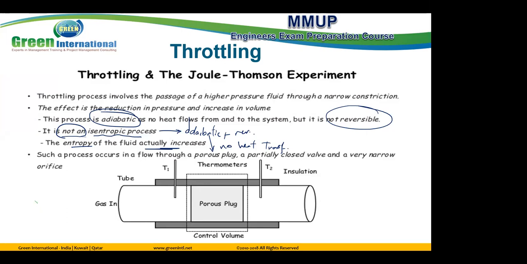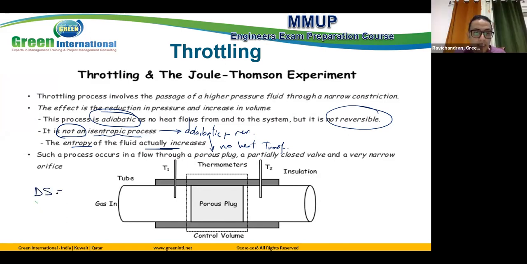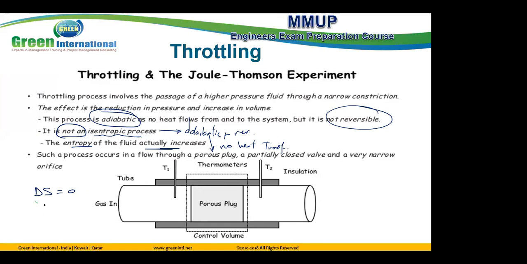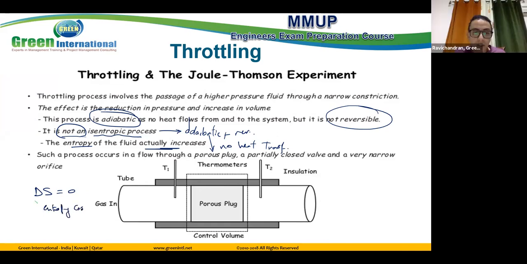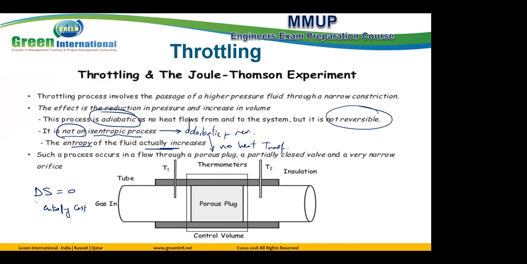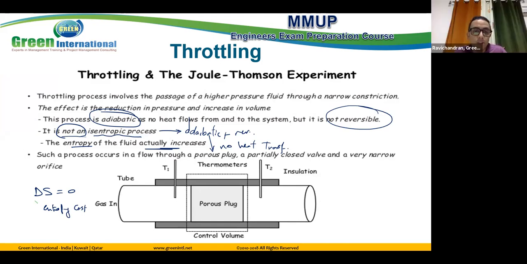But what is meant by isentropic also? Isentropic means delta S equals 0. Entropy constant. It means the entropy for state 1 is the same as the entropy for state 2. There is no change in entropy. Actually, that does not happen here. Entropy increases, so delta S is not equal to 0. So it is not isentropic. Okay.